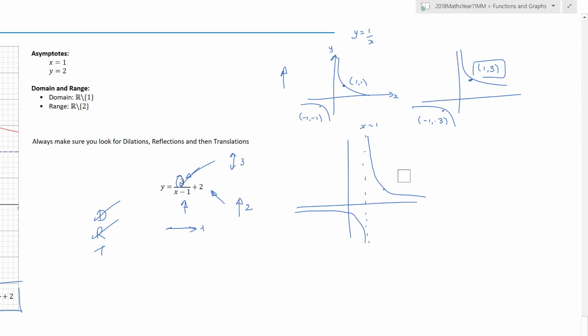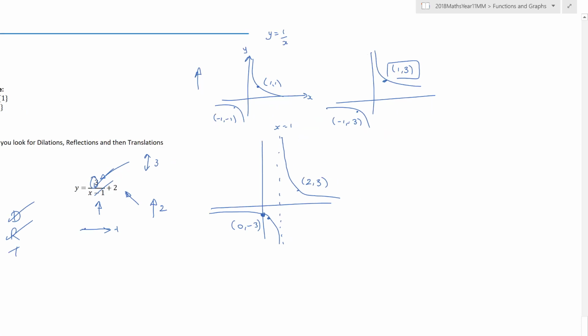I know that I've now got to add 1 to each of my x values. I was at 1, comma 3. I now go to 2, comma 3, and I know that this value here is actually going to sit on the x-axis at 0, comma minus 3. Make sure that's a minus sign, Darren. All right, so that is my minus 1 done, and now what do I need to do? Now I move it up by 2.